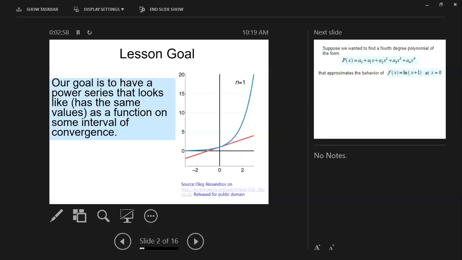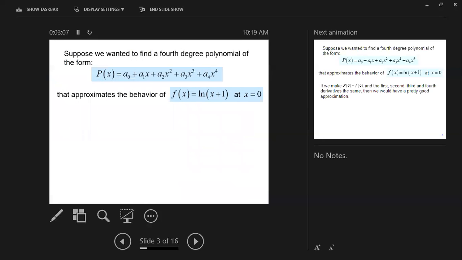Now again, some of these will be on closed intervals like we talked about last time, but some of them will be on open intervals, and we'll get a glimpse into some of them here today. So this is our goal. We want to come up with a polynomial function. And so our goal really is to figure out what are these coefficients, what are these a values, to then create a polynomial that looks like a given function.